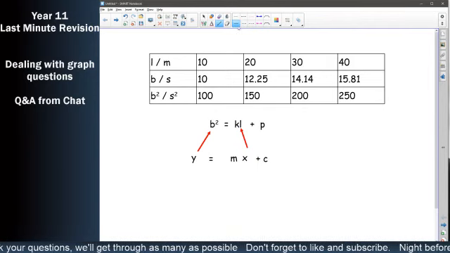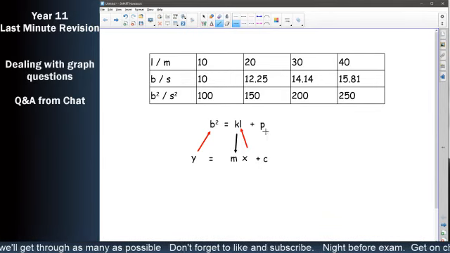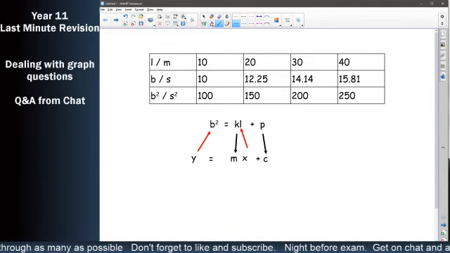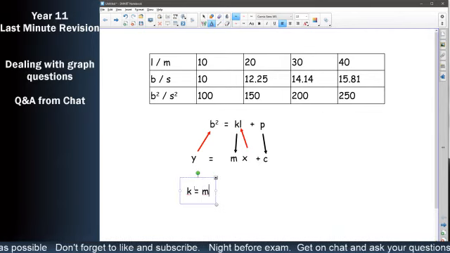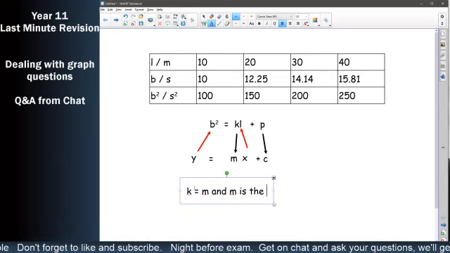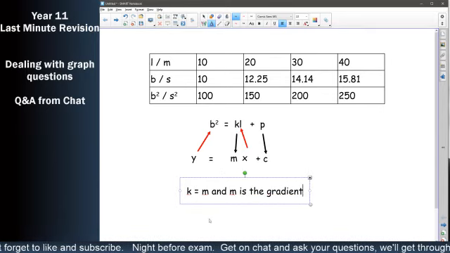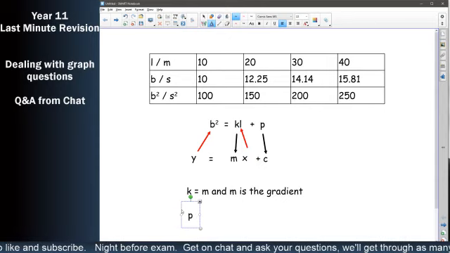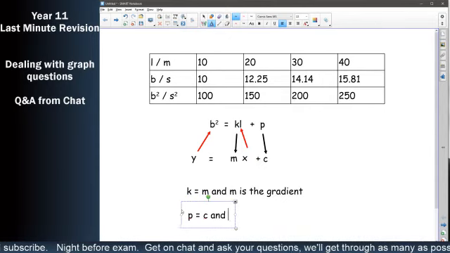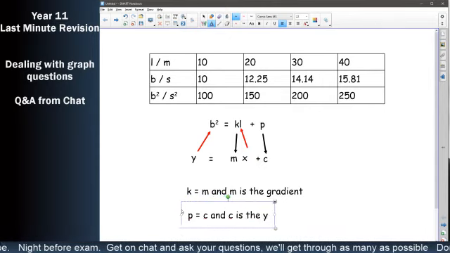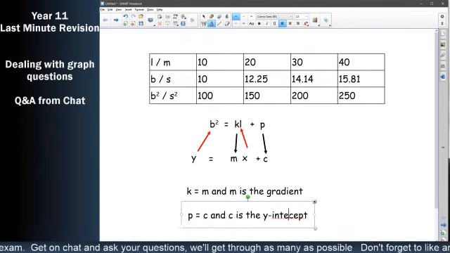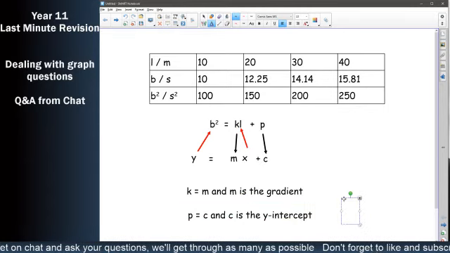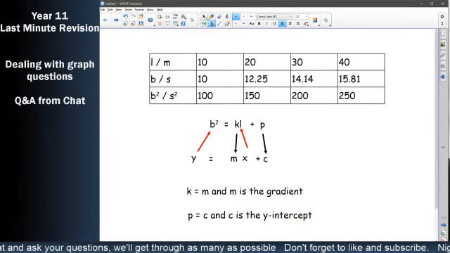So what we need to do now is draw a couple of lines up and down. K is the equivalent of M, and P is the equivalent of C. So we can say that K is equal to M, and M is the gradient of the line. We can also say that P is equal to C, and C is the y-intercept. And if I could spell intercept that would help, there we are. So now we have all the information we need to complete this question.